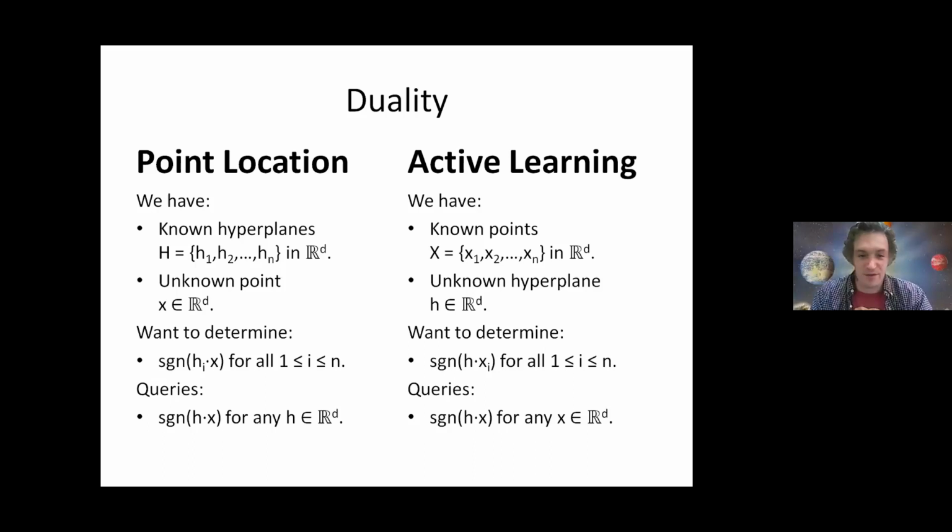You can think of the things that you are given as points and you're trying to learn a hyperplane, or you can think of the things that you are given as hyperplanes and you're trying to learn a point. But these are dual notions, and therefore, in some sense, these are just the same problem, which is pretty cool, that these two problems that have a very different flavor turn out to be equivalent.